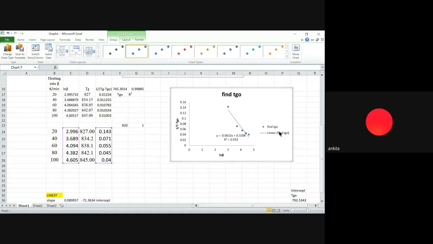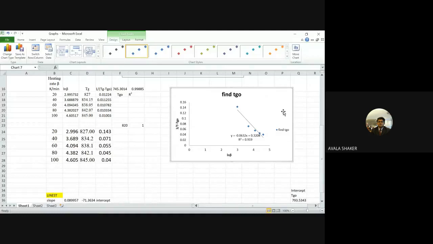Sir, I have one question. Yeah, yeah, we can remove this part. Yeah, tell me.